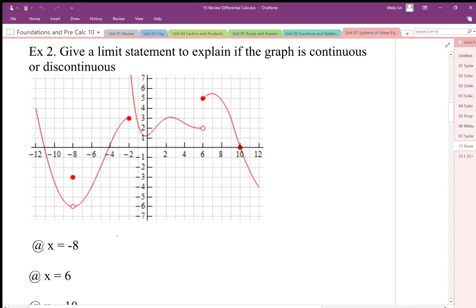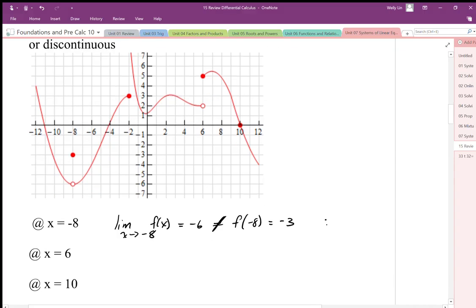We're going to say that the limit as x approaches -8 of f of x is equal to -6, which is not equal to f of -8, which in this case is equal to -3. So these are not equivalent, therefore it is discontinuous. I'll just highlight that in a different color. Okay, so although the limit exists, the point does not exist at the limit.